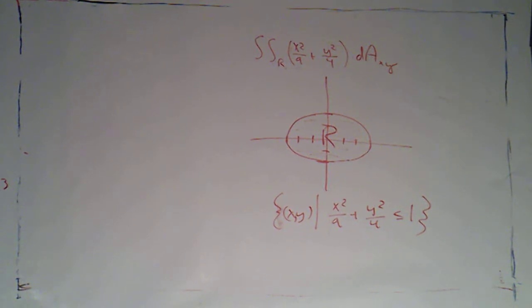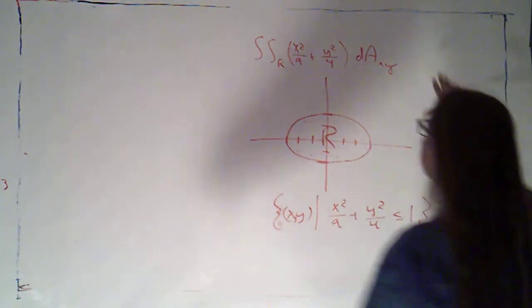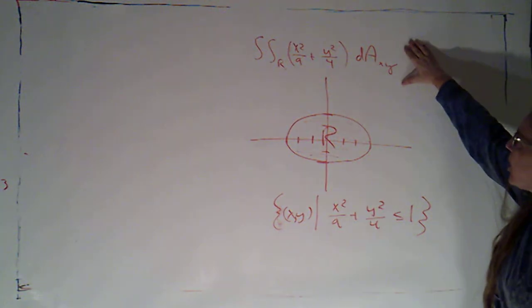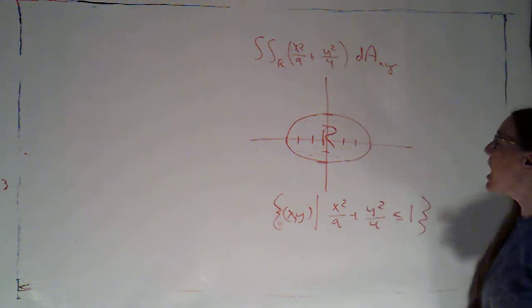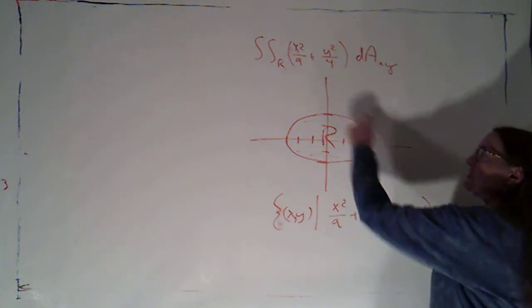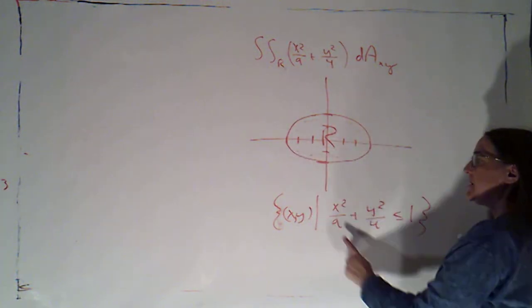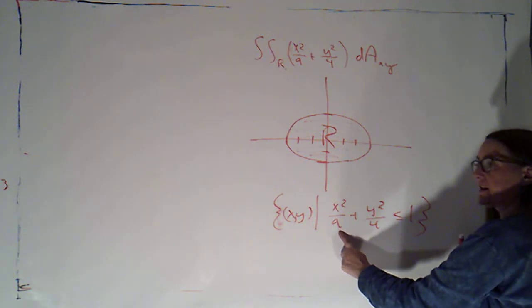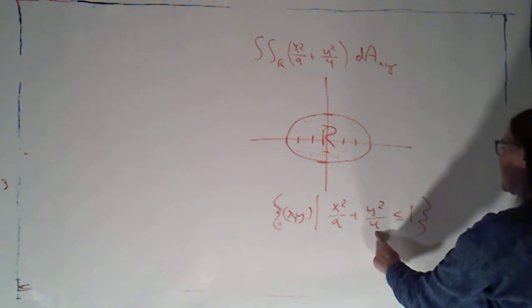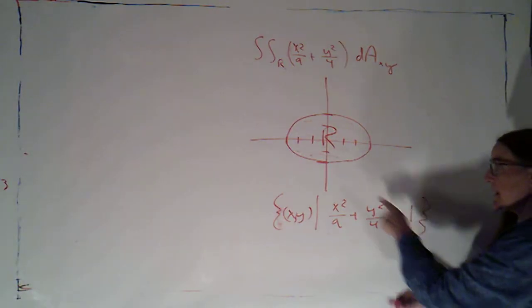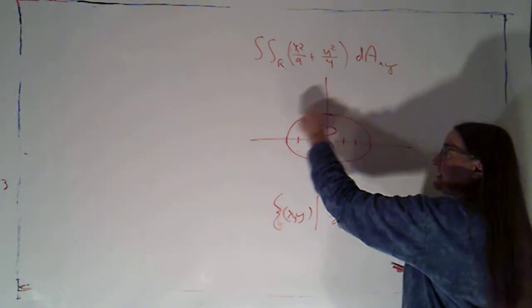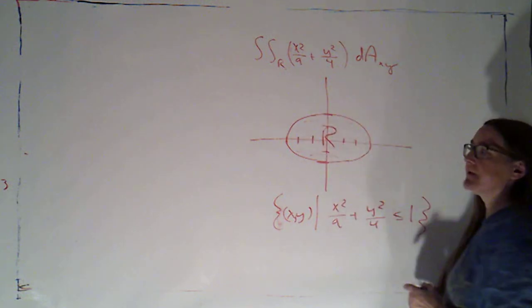Okay, so I've got this problem up on the board. I want to evaluate the double integral over R of this function, x squared over 9 plus y squared over 4. R is the region enclosed by this ellipse. So it's the set of all points x, y such that x squared over 9 plus y squared over 4 is less than or equal to 1. With an equation, that would give me the boundary ellipse, and then the inequality fills that in.